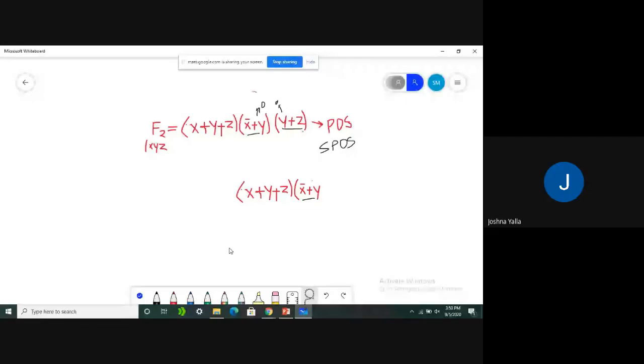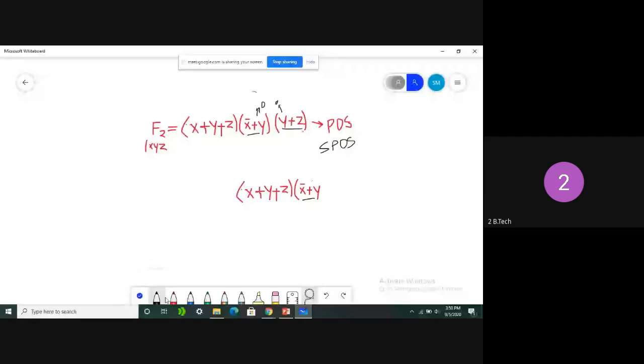See here, what we need to do here. We have to add here, Z is missing. So instead of Z, what I'm doing here is, I'm simply multiplying with Z into Z bar. Z into Z bar. In the second term, we are missing X. So instead of X, we are taking X into X bar. X into X bar plus X into Y plus.